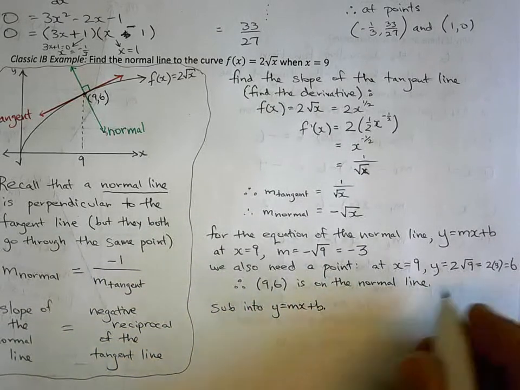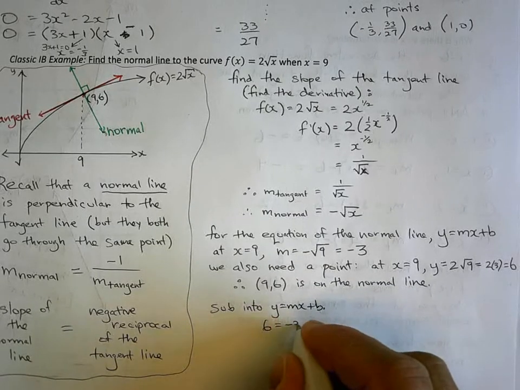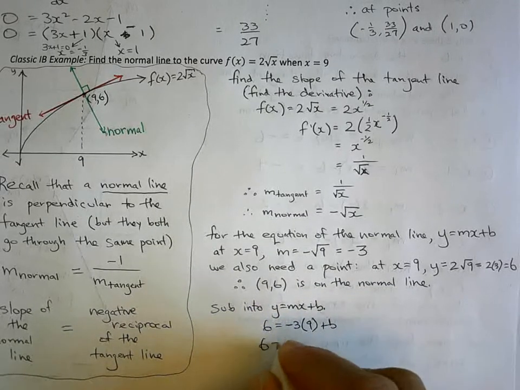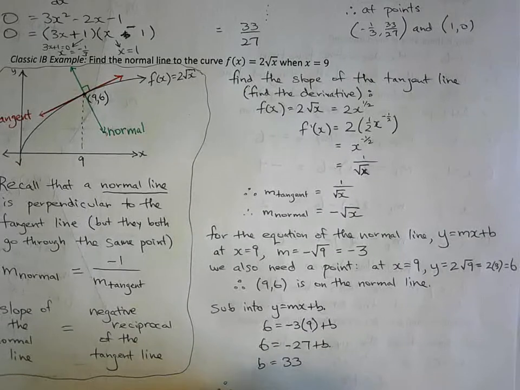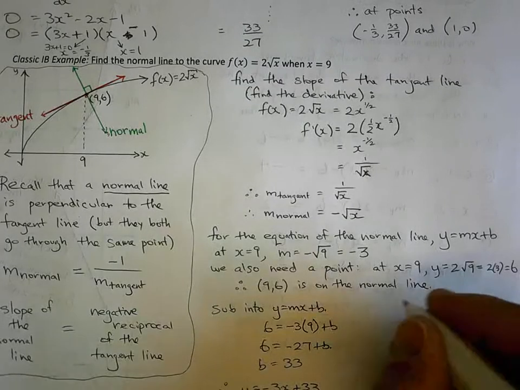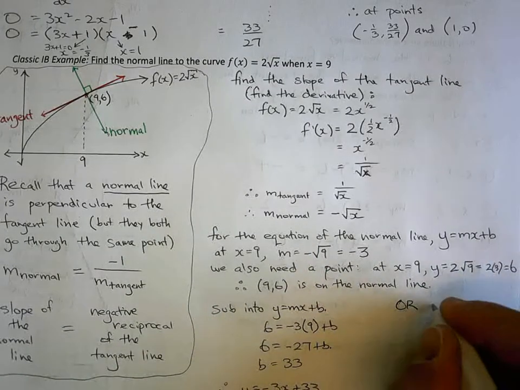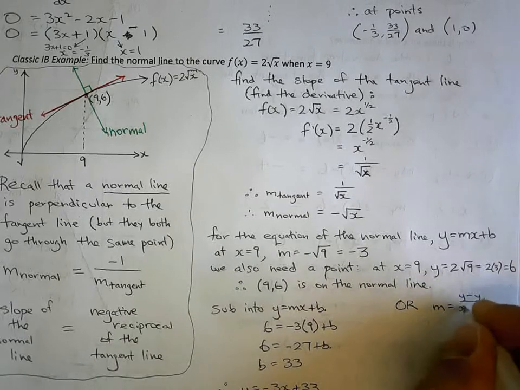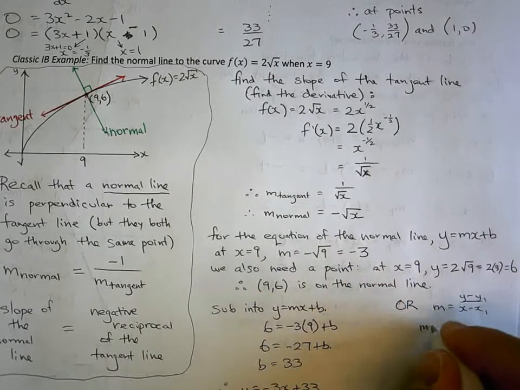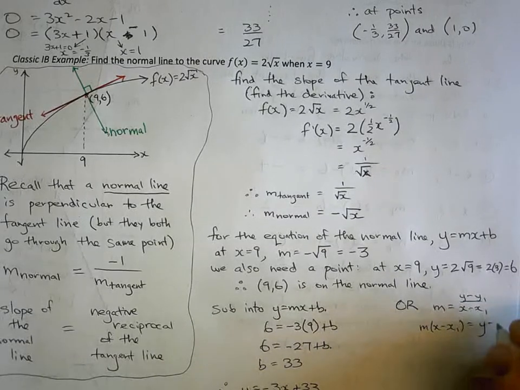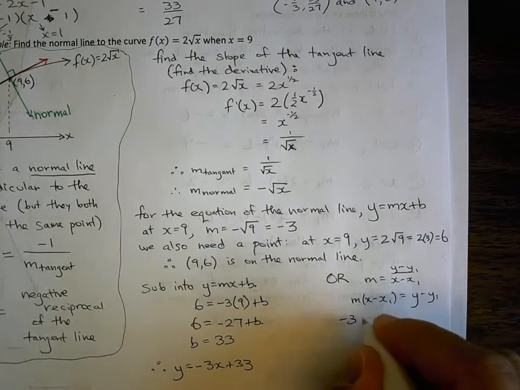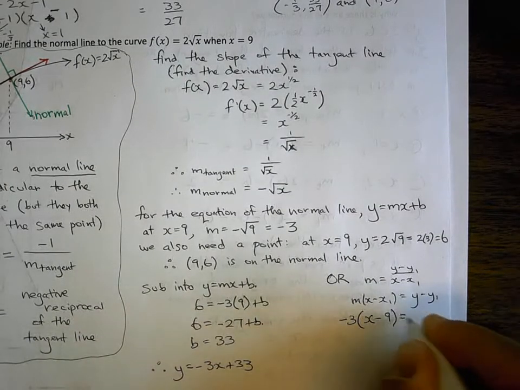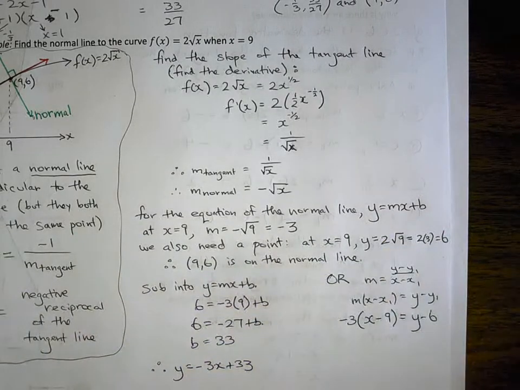So I have 6 is equal to negative 3 times 9 plus b. 6 is equal to negative 27 plus b. b is equal to 33. Therefore, y is equal to negative 3x plus 33. Or, conversely, if you want to do that shortcut, remember I told you m is equal to y minus y1 over x minus x1. Cross multiply: m times (x minus x1) is equal to y minus y1. So I get negative 3 times (x minus 9) equals y minus 6. And that's also an acceptable answer.